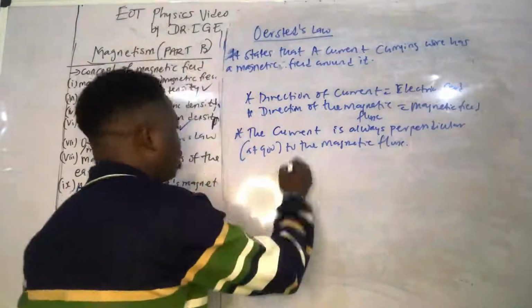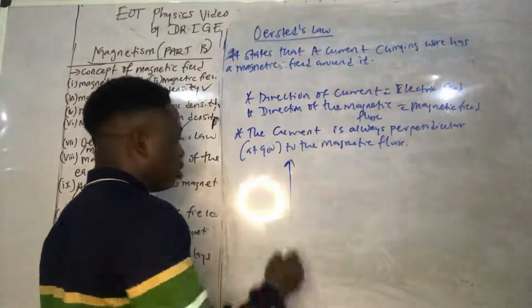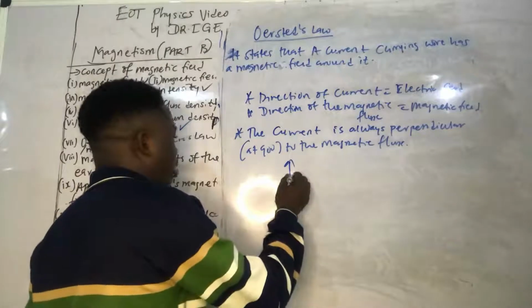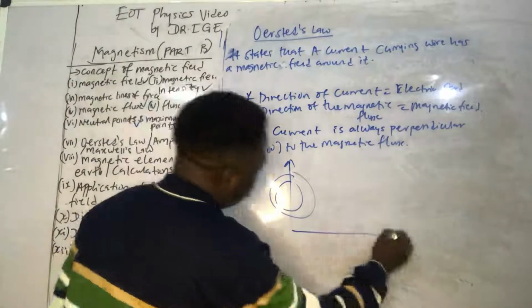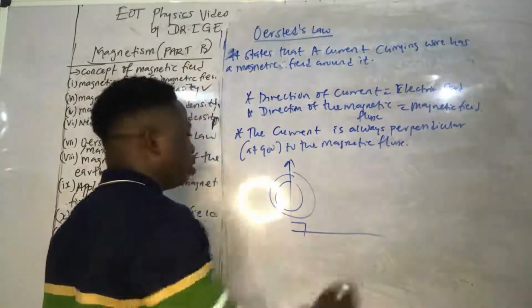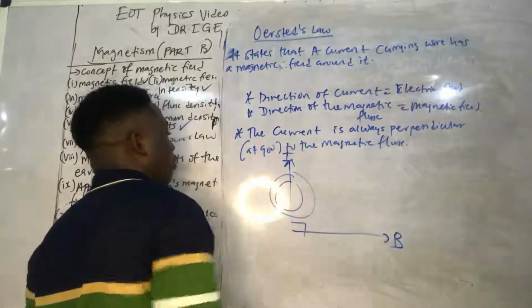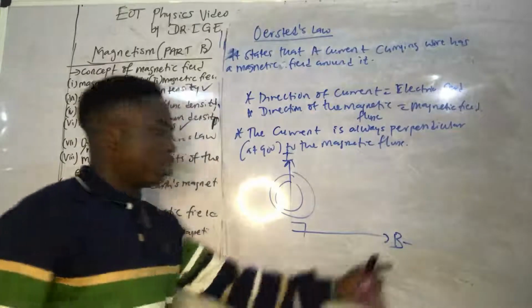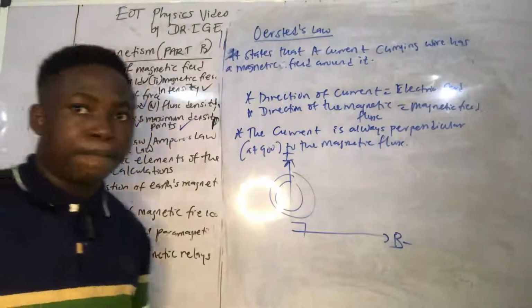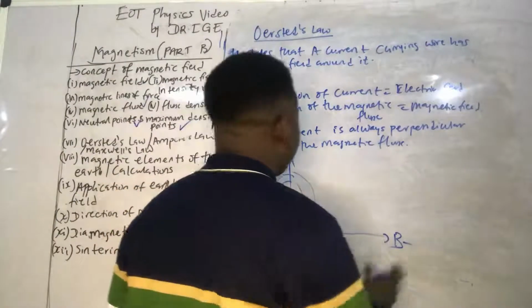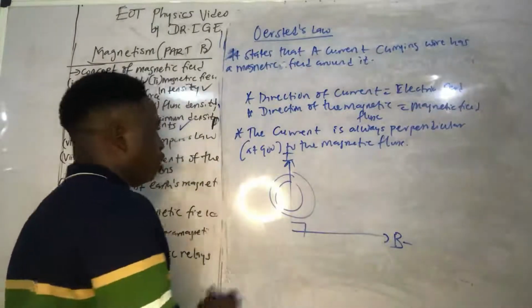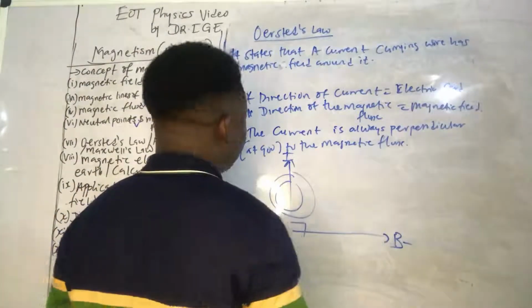For instance, let's say we have something like this. This is a current carrying wire, okay? So we have the wire something like this. This is one, perpendicular at 90 degrees, so this will also be the direction of the magnetic field. So please, this is current. If you see B, we're talking about magnetic flux density actually, but let's use B. So this is what Oersted's law states.